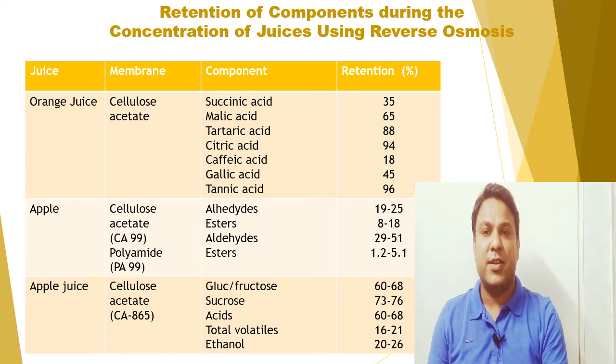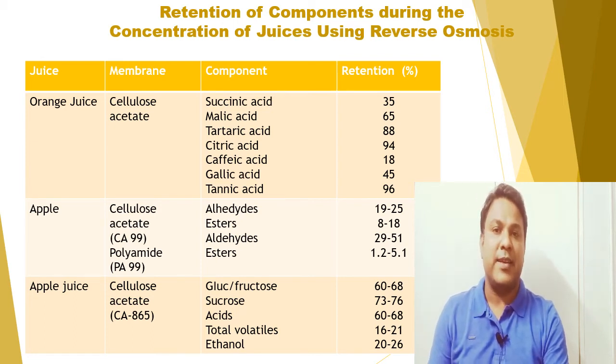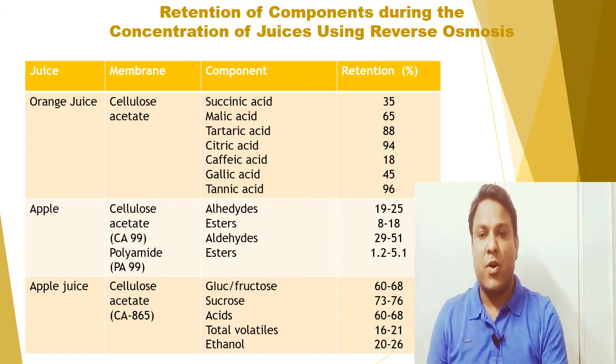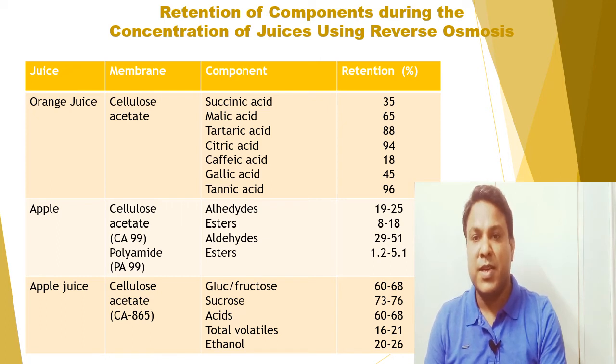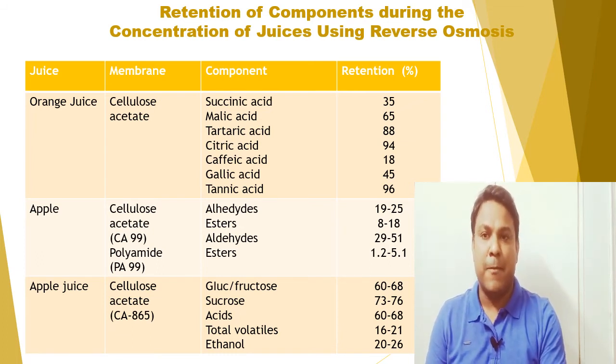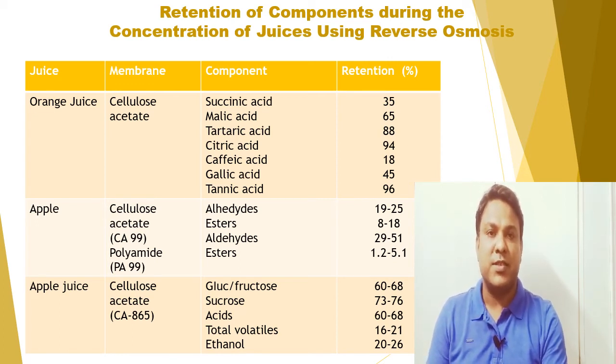We can see in this slide the retention of composition during the concentration of juices using reverse osmosis, categorized into table form: juices, membrane, components and retention. For orange juice we use cellulose acetate, and the components are succinic acid, malic and tartaric, which have a range of 35, 65, 88. Basically tannic acid, tartaric acid and citric acid have 88, 94 and 96% retention with the help of this membrane separation. Similarly for apple juice it has been found. Using this data we can see.